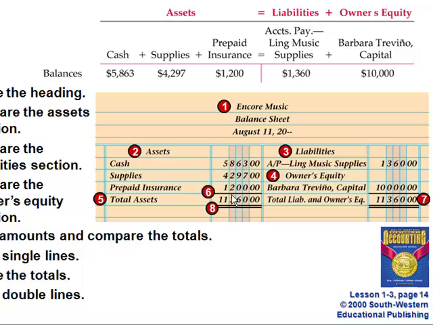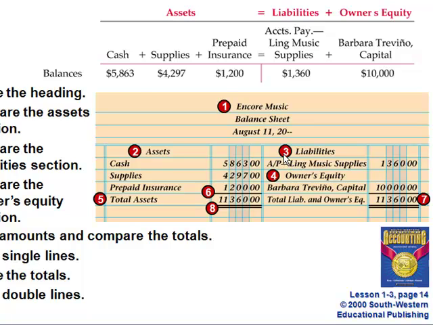Okay, when you single rule, this tells us that we're adding these numbers up. Single rule means we're either adding or subtracting. In this case, we're adding. Okay, then we have total assets 11,360, and we will not double rule yet because we want to make sure that our liabilities and owner's equity equals our assets before that we double rule.